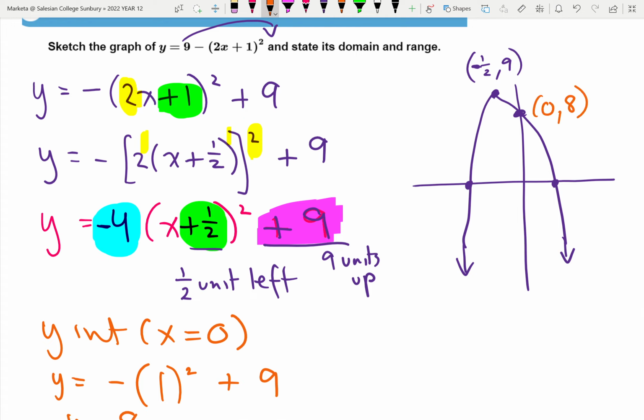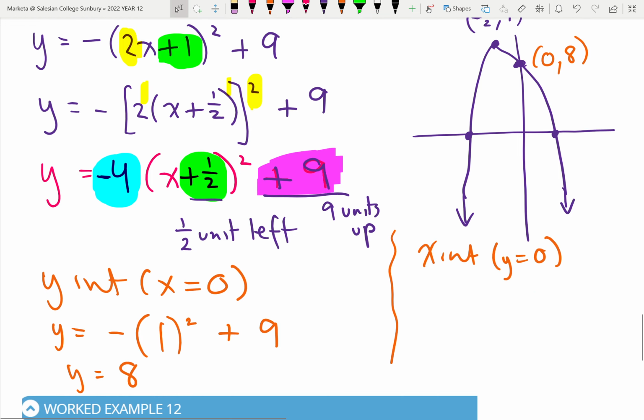Don't forget you want to write coordinates, not just little lines with a number on it. Always use coordinates. Sometimes they'll ask for coordinates, so if you don't put coordinates, you lose marks. Sometimes they won't ask for coordinates, but putting coordinates, you won't lose marks either. So why not just always do coordinates? And lastly, the x-intercepts when y equals 0. So I'm just going to go with the original.